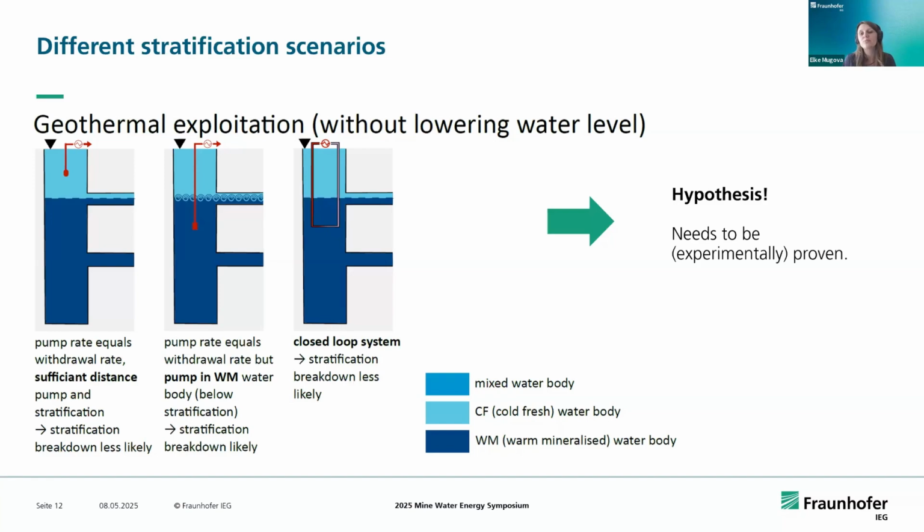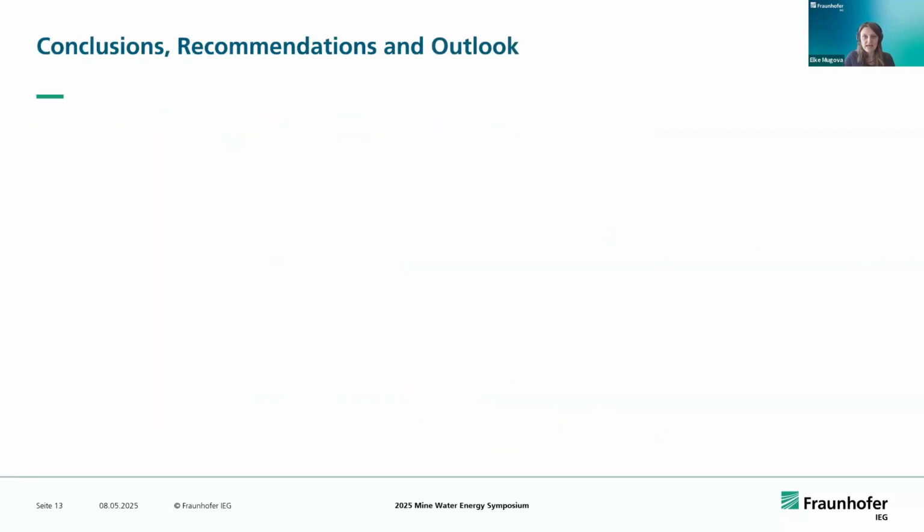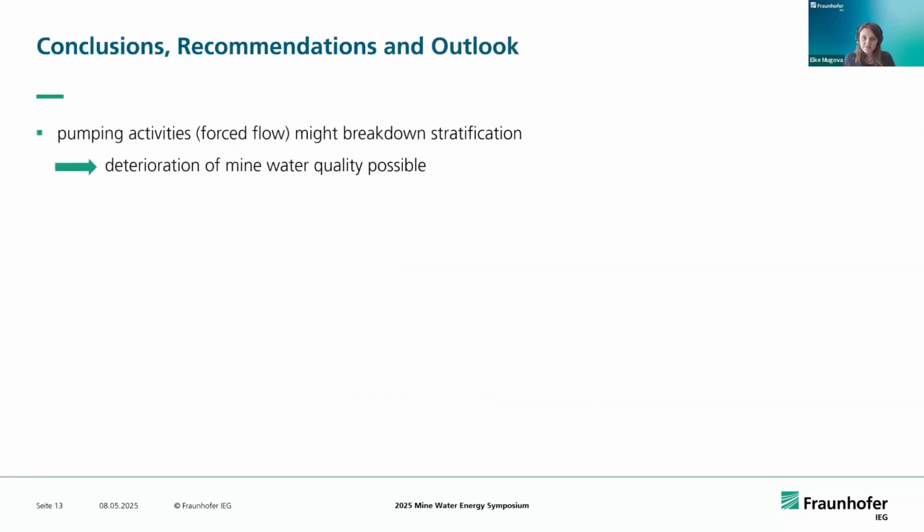And as I said, it needs to be experimentally proven, which Professor Wolkerstorfer in South Africa is doing right now. He has an analog model of a flooded underground mine, which is 6 by 4 meters large. And in this analog model, we can play around with these different scenarios and figure out more about which influence pumping, for example, for geothermal exploitation could have. So, last slide. Pumping activities, well, forced flow might break down stratification, and this can lead to worse water quality.